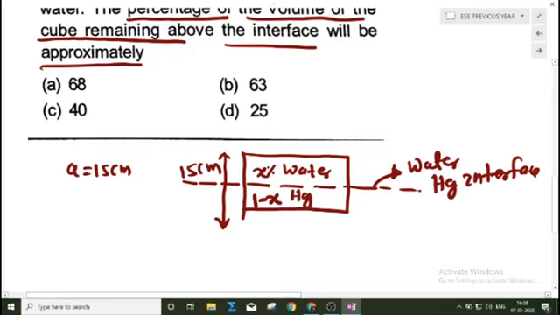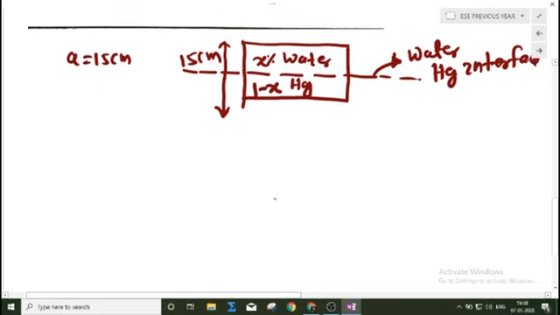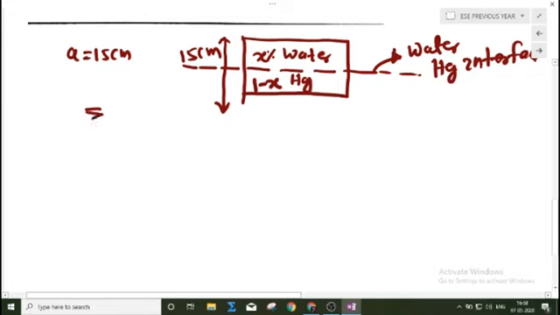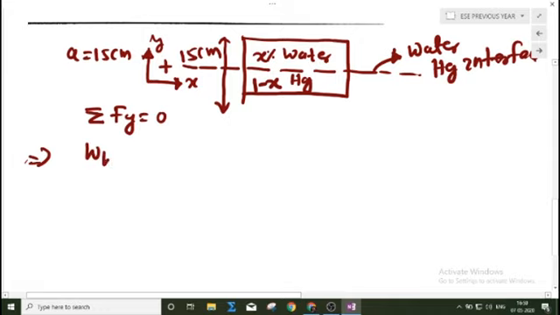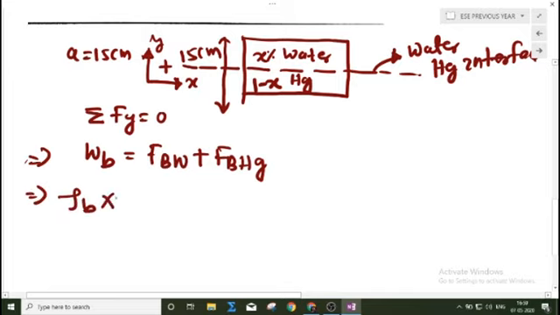Now to find out the x, what is the equilibrium condition I can use? The net force in y direction will be equal to 0. Suppose this is my positive x and this is my positive y. What is the net force? Weight of the body is acting downward, and it will be equal to the buoyancy force given by the water plus the buoyancy force given by the mercury. What is the weight of the body? That is density of the body into volume of the body into g.